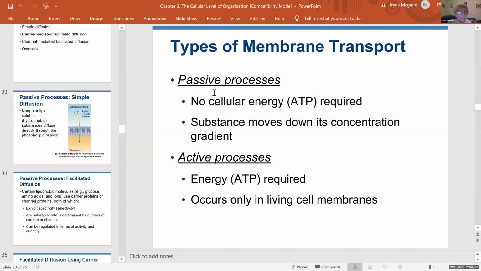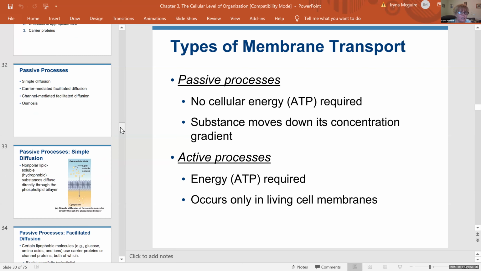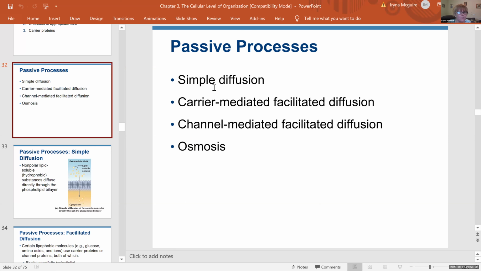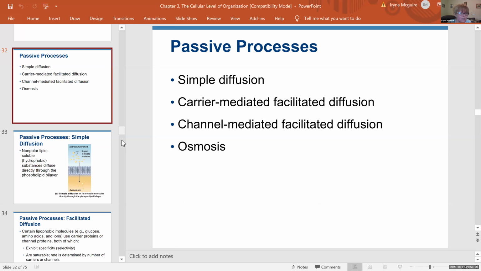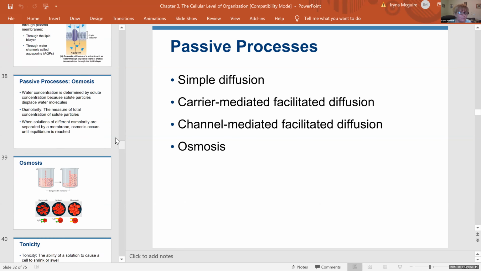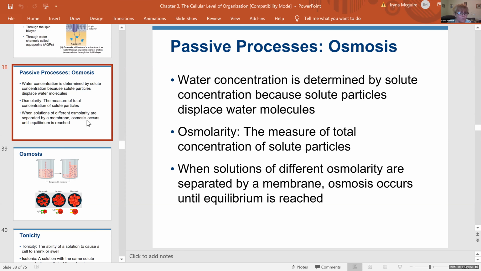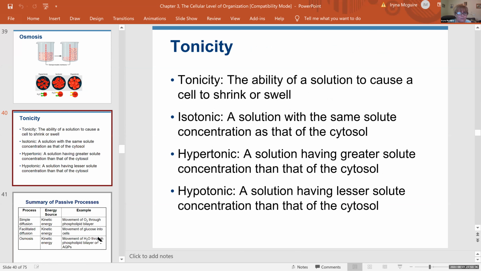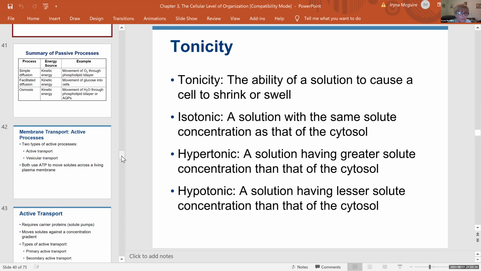Then we looked at several examples of passive transport that include simple diffusion, facilitated diffusion, both carrier-mediated and channel-mediated, and osmosis. And then we looked at osmosis a little bit more, and we said, what is tonicity? Tonicity is when you compare the concentration of solutions across a semipermeable membrane. Is it isotonic, hypertonic, or hypotonic?